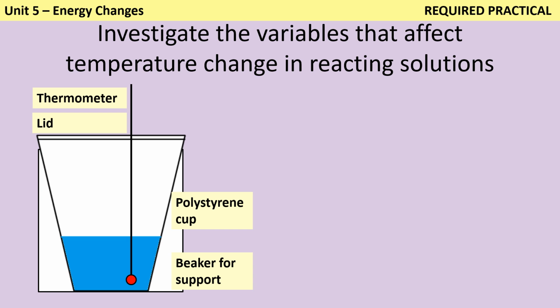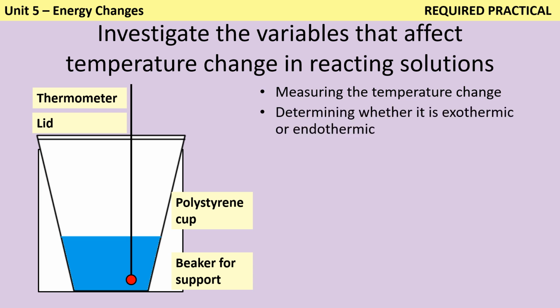Regardless of the specific reaction that you ended up doing, there are some common themes throughout. The first one is that you're going to measure the temperature change, so you'll be using a thermometer. And the reason for doing this is so that you can determine whether the reaction is exothermic or endothermic, and also determine how exothermic or how endothermic. So if the temperature rises, it's exothermic, and if the temperature falls, it's endothermic.